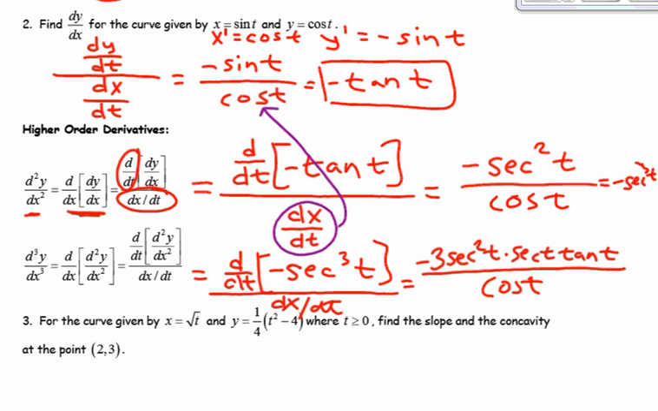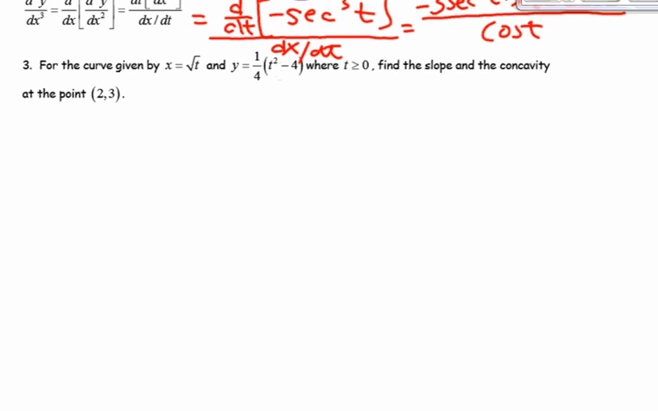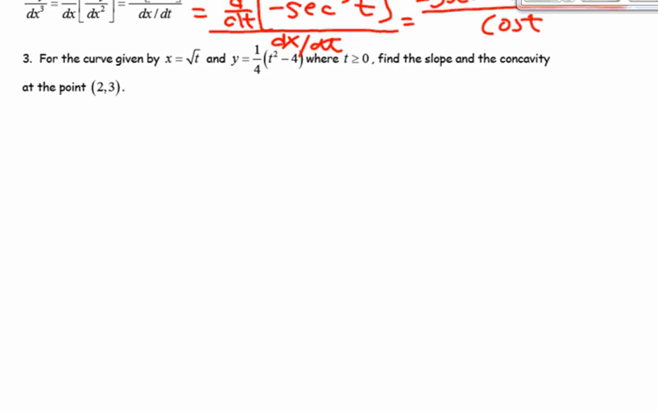Okay? All right, so now next question. For the curve given by x being root t and y being 1/4 times t squared minus 4, where t is greater than 0, find the slope and the concavity at the point (2, 3). Okay? So to find the slope, we want dy/dx at the point (2, 3). So to find dy/dx, we just simply find dy/dt over dx/dt.